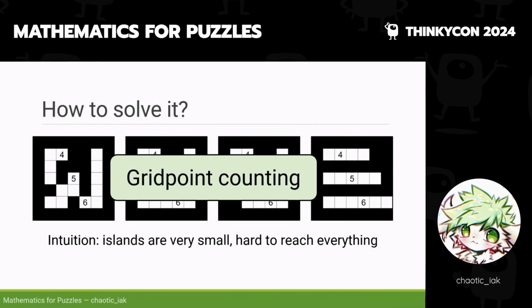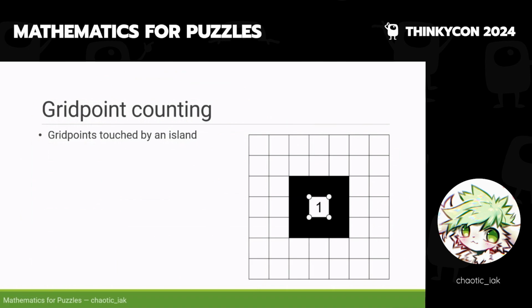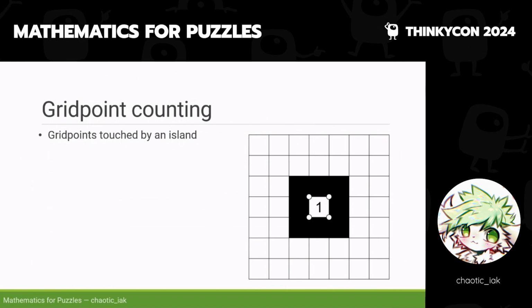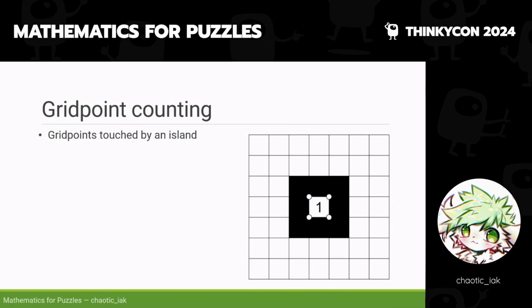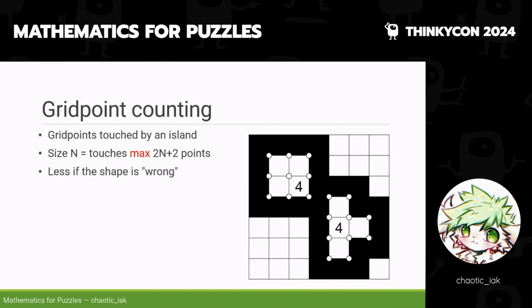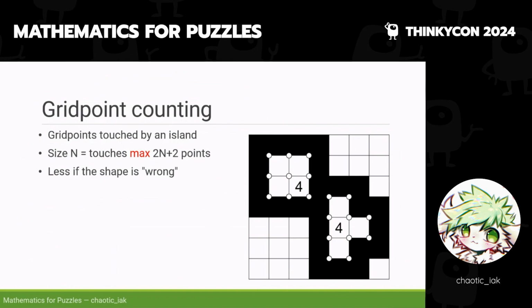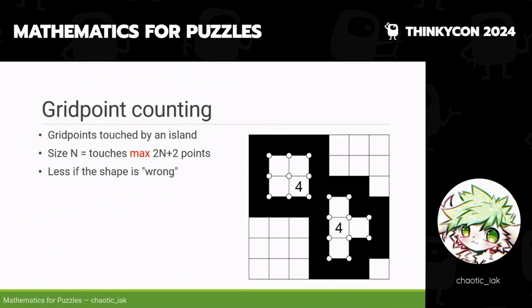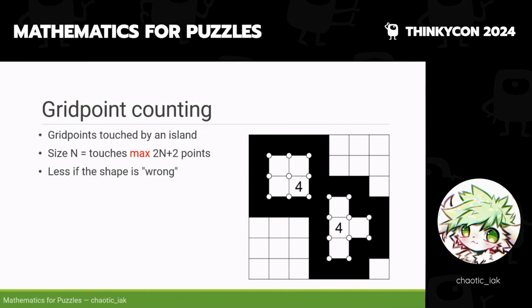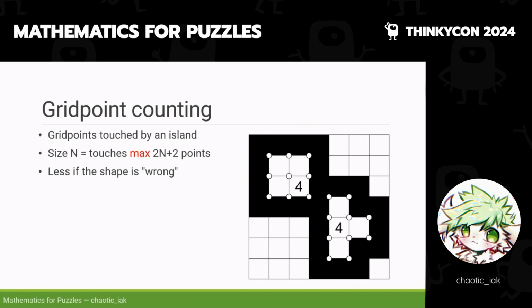And from this intuition, I started forming a rigorous mathematical argument. I called it grid point counting. What is grid point counting? The idea is I want to count the grid points that are touched by an island. So this island of size 1 touches 4 grid points. This island of size 3 touches 8 points. For size 4, you can touch 10 points on the bottom right or 9 points on the top left. In general, size n will touch at most 2n plus 2 points, which you can prove using mathematics. Less if the shape is wrong in a way. I will talk about it later.